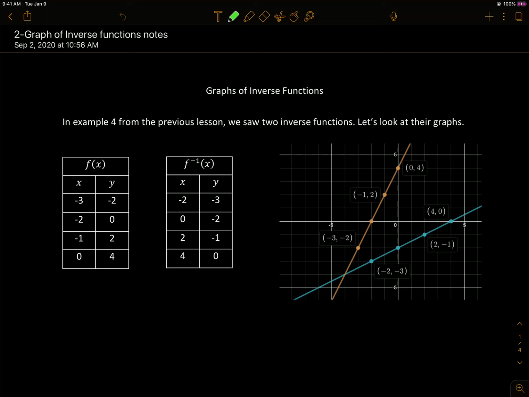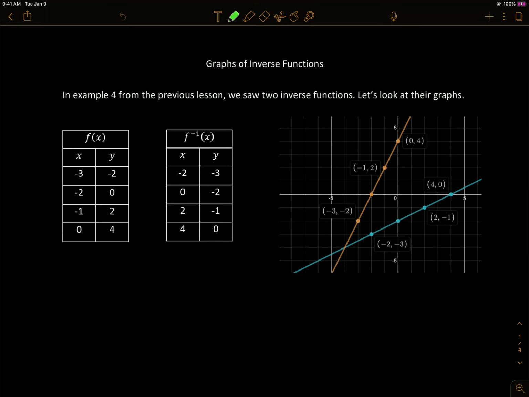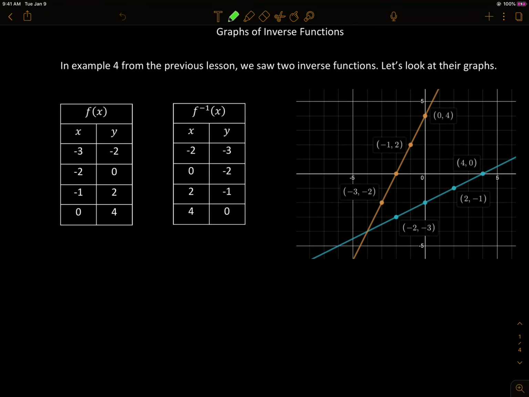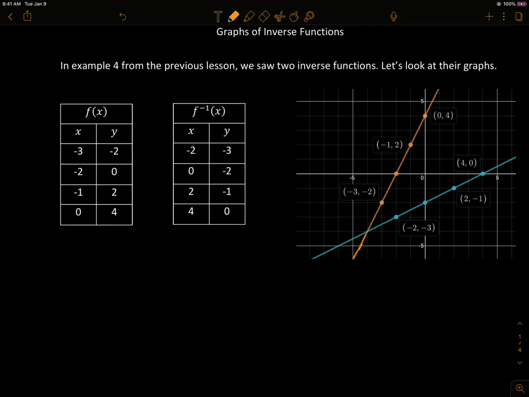Okay, so now we're going to look at the graphs, the properties of inverse functions in their graphs. So in example 4 from the previous lesson in the notes, we had two functions, a function and its inverse, and they were lines. So we were given this set of points. If I graph the points for f of x, I get -3, -2, so it makes this kind of orangish looking line. I'll use this color to trace it. We get this line here. That's my function f of x. I can say y equals f of x.